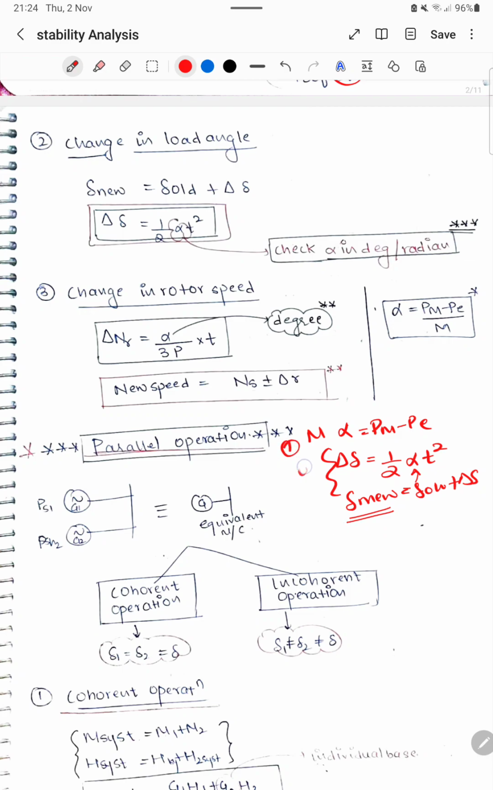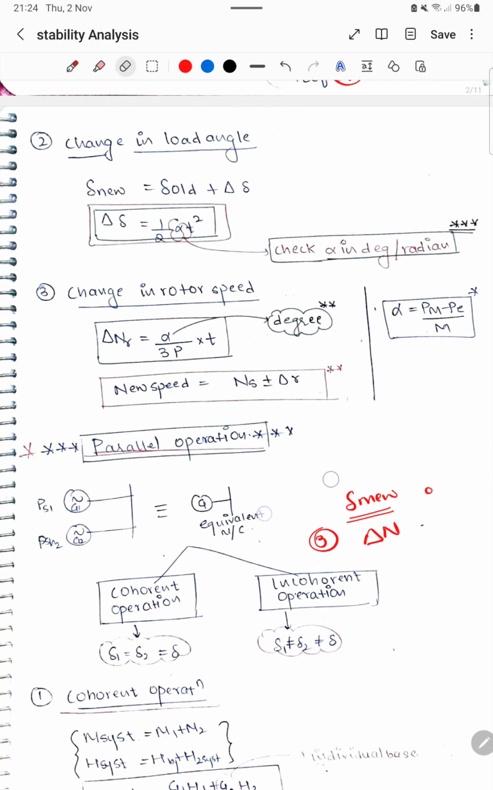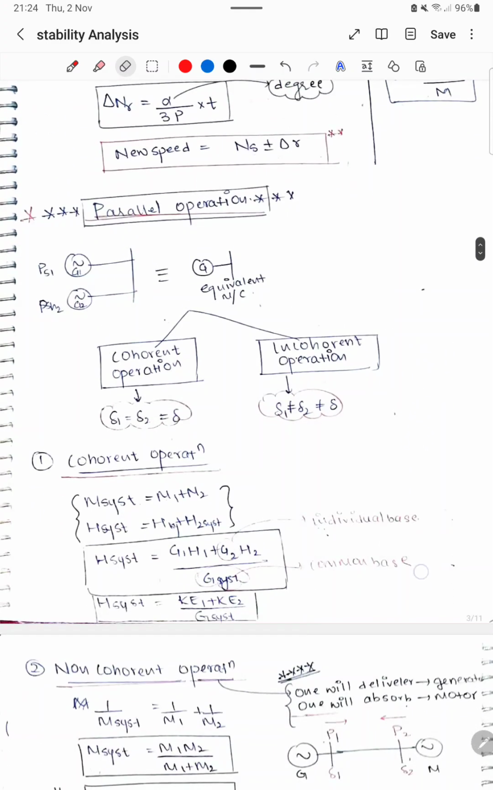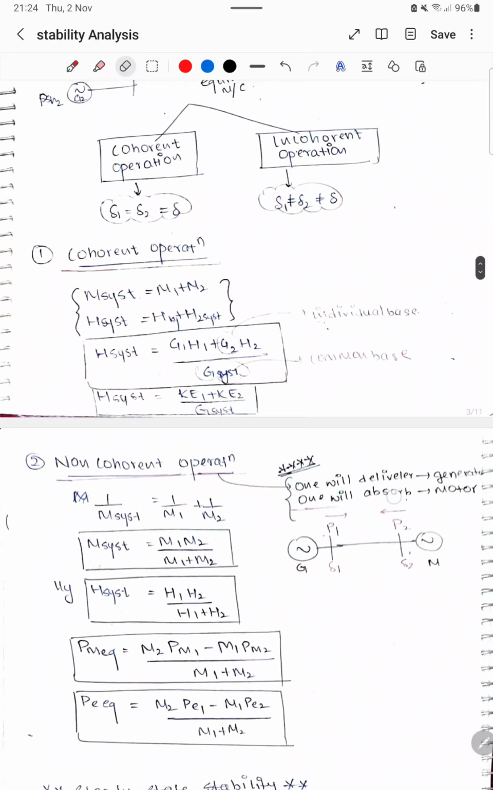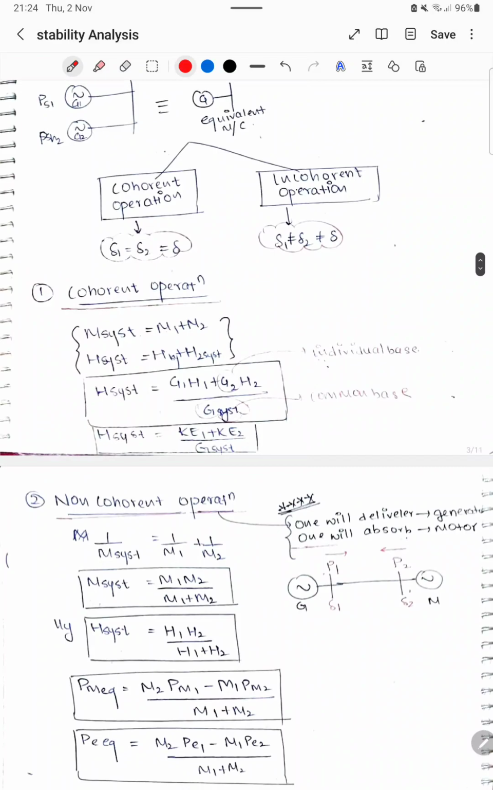And third formula which we saw was change in rotor angle. So delta nr is nothing but alpha by 3p into t, where we have seen that alpha should be always in degrees. Now let's move ahead and see parallel operation.